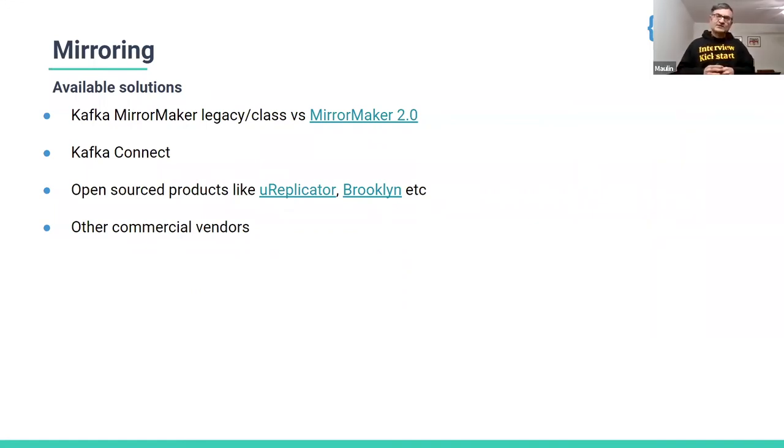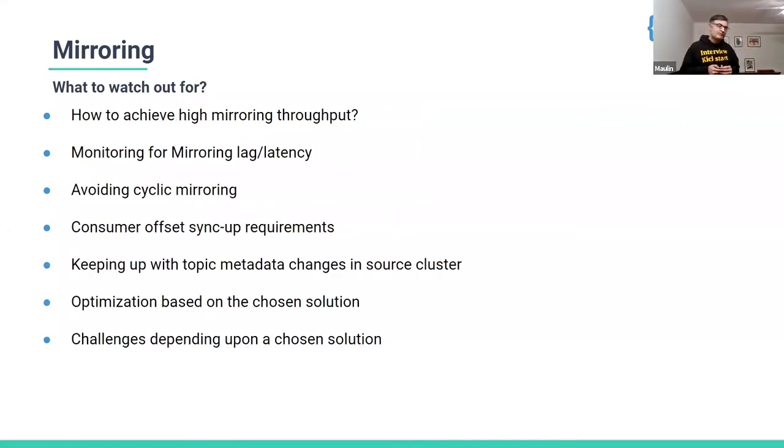And there are some other open source libraries like uReplicator and Brooklin, uReplicator open sourced by Uber and Brooklin by LinkedIn. So you can look at them and then decide which one really fits your use case. And there are other commercial vendors like Confluent who provide Confluent Replicator, which is built on Kafka Connect, but it offers you vendor support and more enhancements. So you can choose based on your context which one will work better for you.